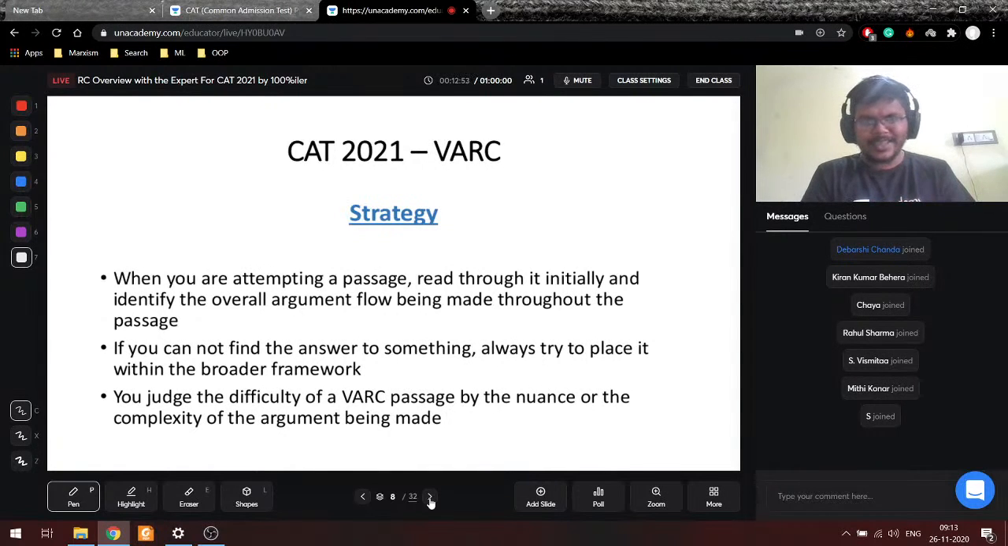So you do not judge the complexity of an RC passage through its length or anything. You judge the difficulty by the complexity of the argument being made within the passage. As I've been stressing, in the RC section the argument is the key point, not the particular words, not the length, not the English that is being dealt with. You have to understand and analyze the arguments being presented to you. That is the key thing here.